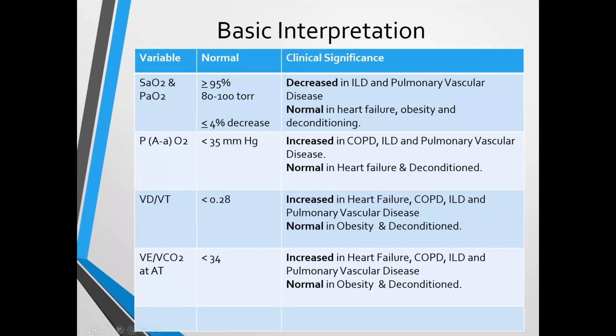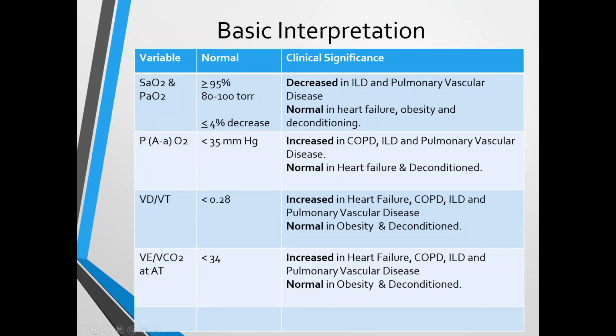Now let's take a look at some basic interpretation. Indeed, we're coming down to the home stretch with this presentation. In the case study that we talk about, I talk about some of these variables, not each and every one of them, but you have PO2 and saturation. Normal, we know what normal is, and what would happen during the test is something that's less than or equal to a 4% decrease.